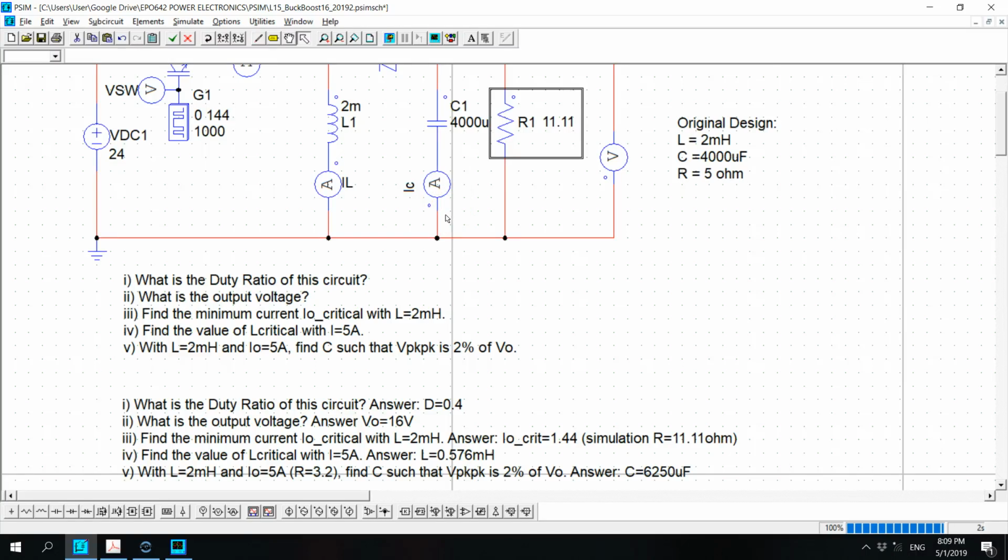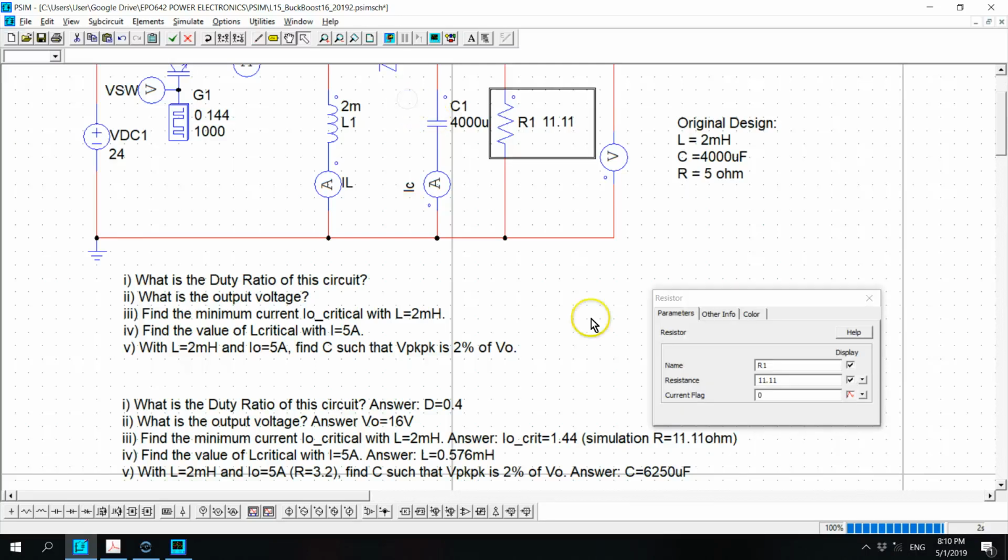Now let's do number 4, which is find the value of L critical. What is L critical here? With the output current of 5 amp, right? If you want to make the output current 5 amp, it will be 16 divided by 5. That will give you a resistor value of 3.2 ohm.